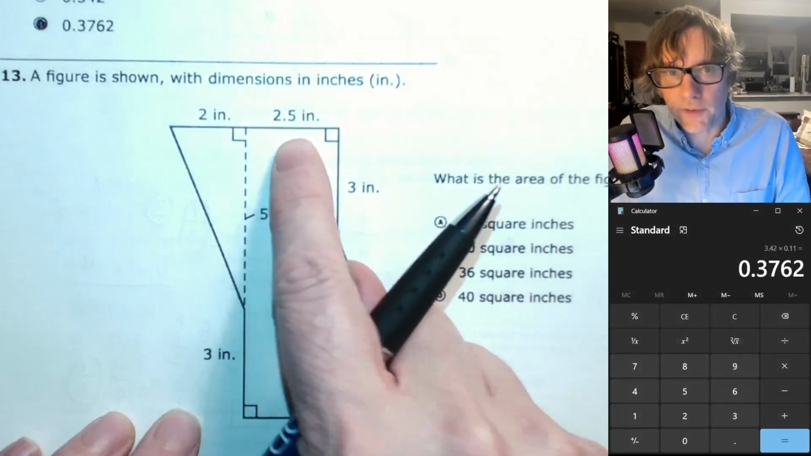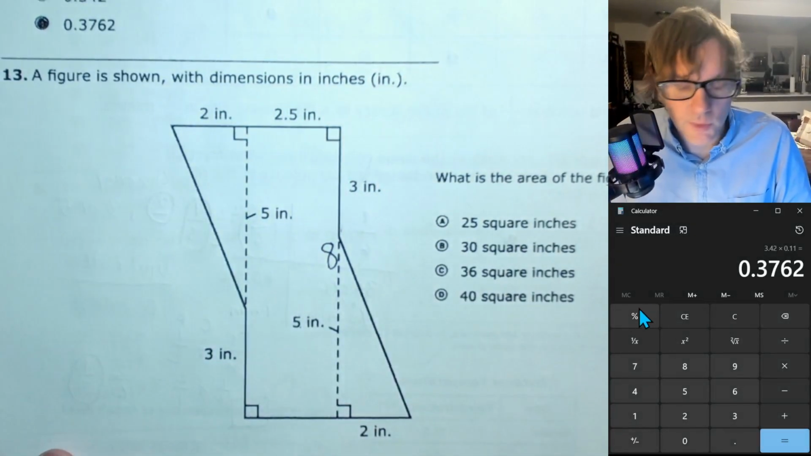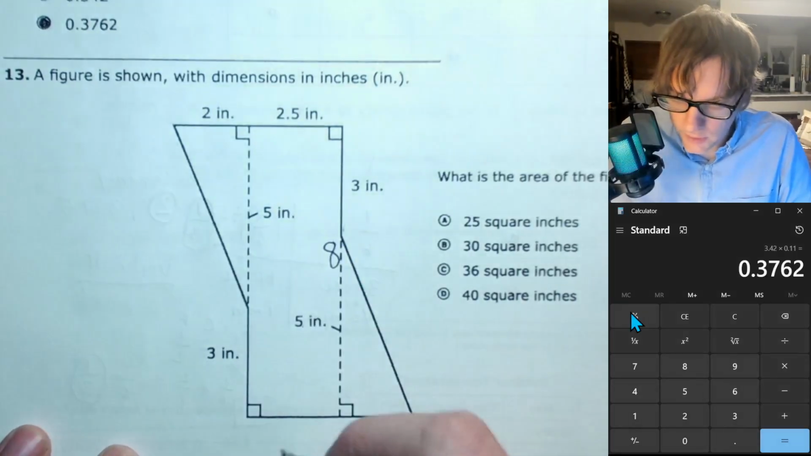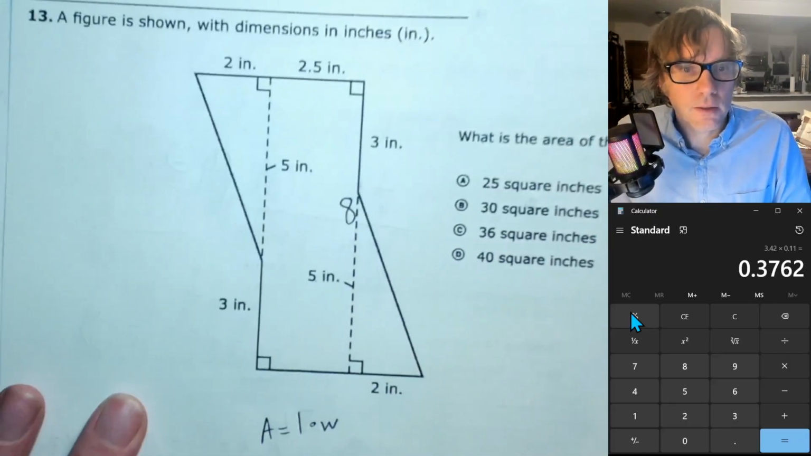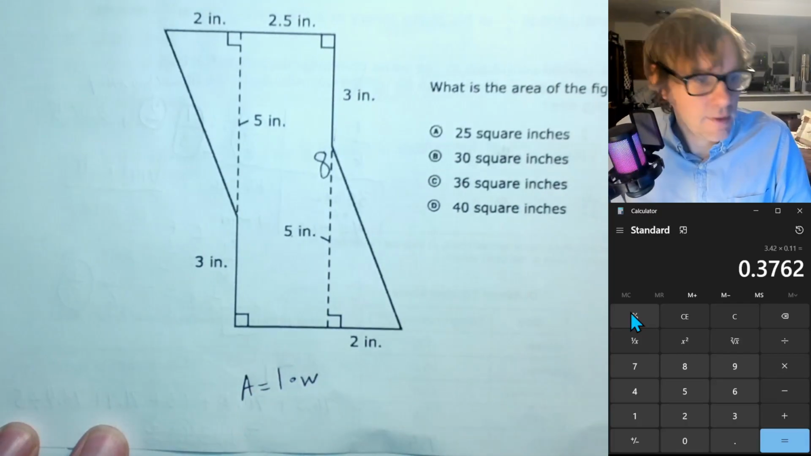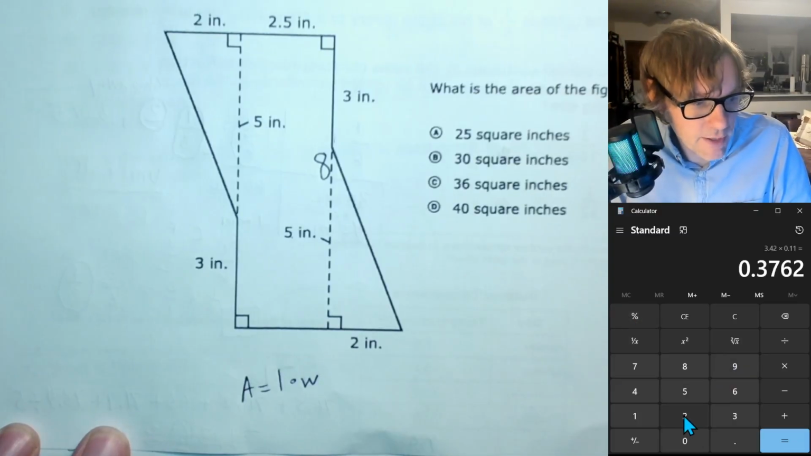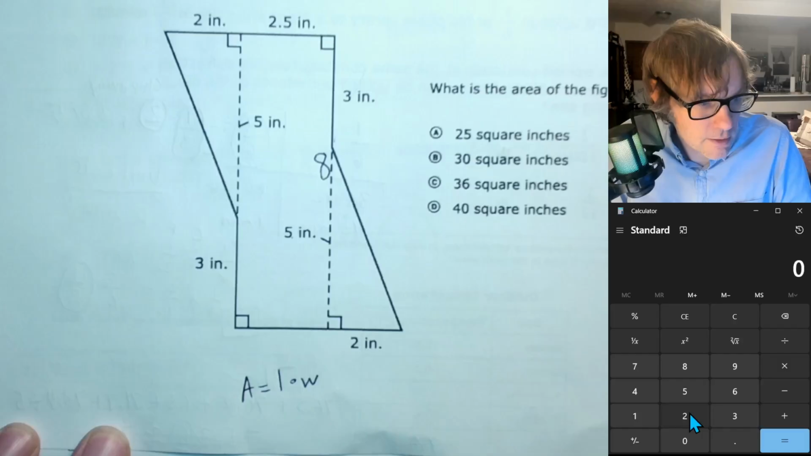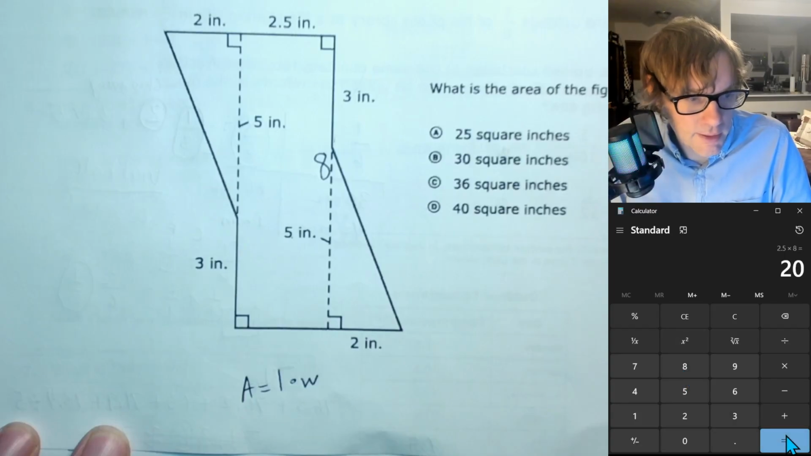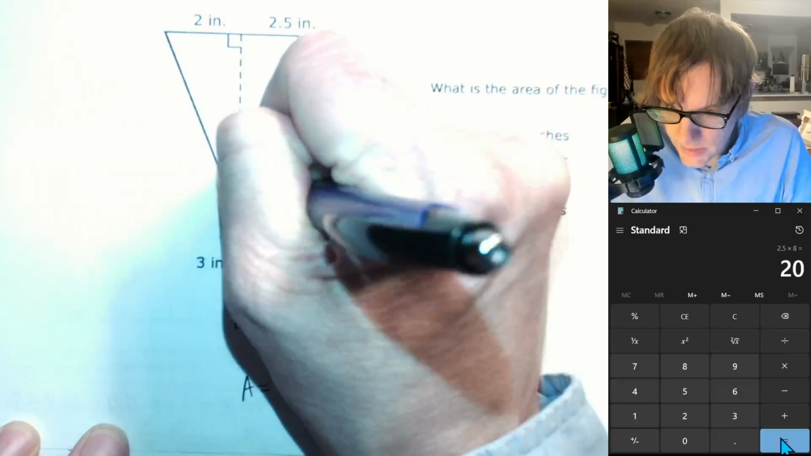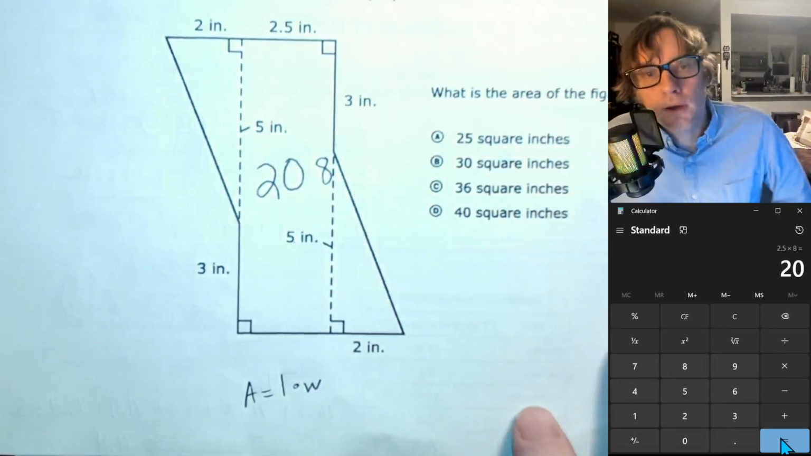Then I've got 2.5 up here. So now I'm just going to jump on my calculator real quick. Remember, area for a rectangle is length times width. All right, so now I'm just going to put 2.5 times 8. And I get 20. So I know that this entire rectangle in the middle is 20.